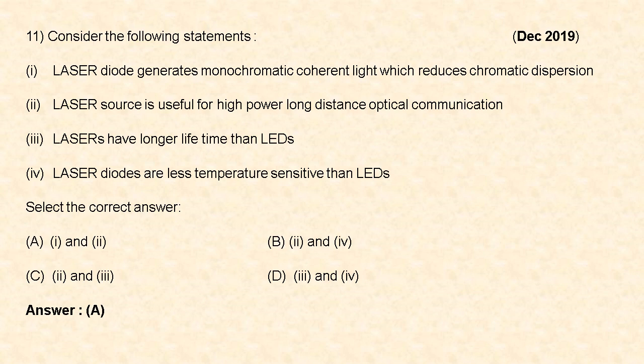Hence option 3 and 4 are wrong. But 1 and 2, that is laser generates monochromatic coherent light which reduces chromatic dispersion, and laser source is useful for high power long distance optical communication, are correct. Both the statements are correct. Hence option A is correct.